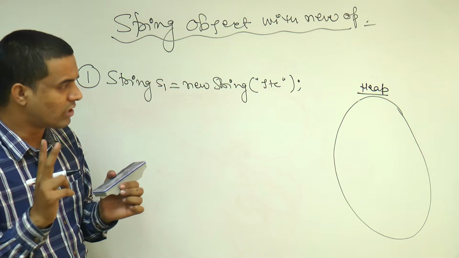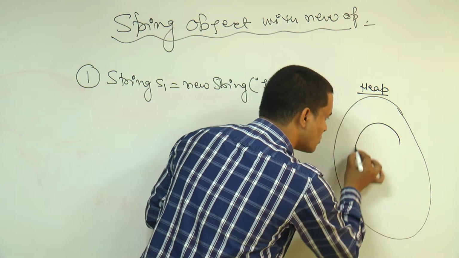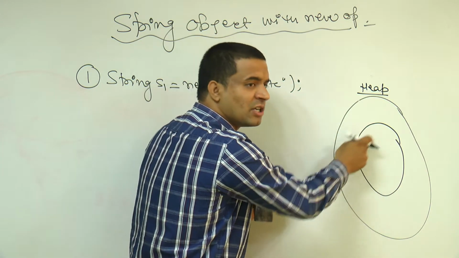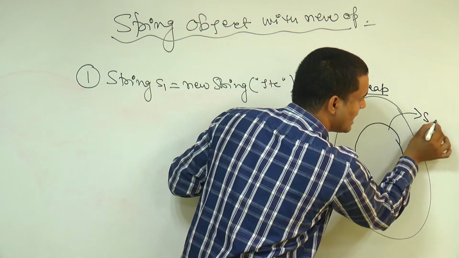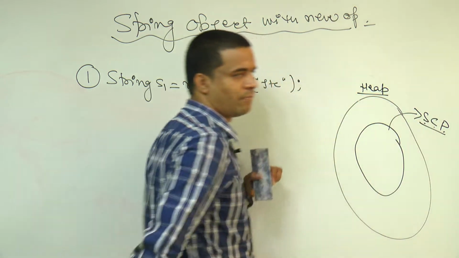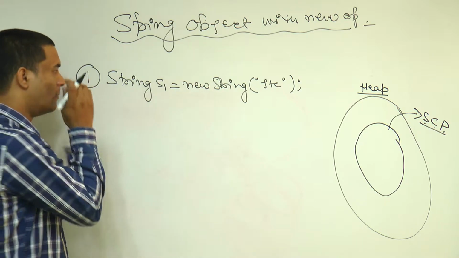So we just need to take care of two things. Number one is the heap, and inside the heap there is one more special location. This is a special memory location which is called the SCP, which is the string constant pool, right? This is a special memory location. So what happens? We'll come to some points.